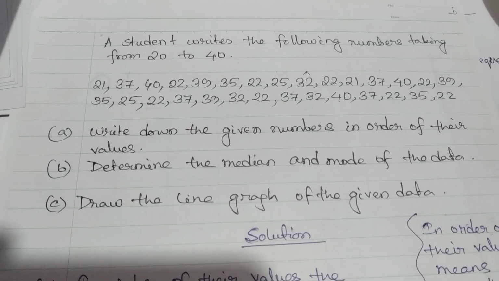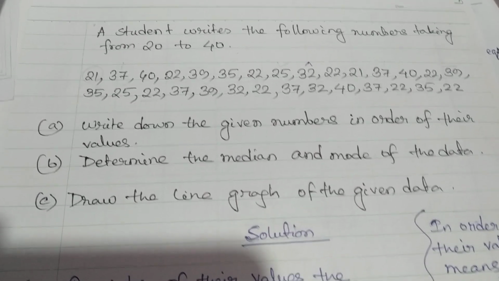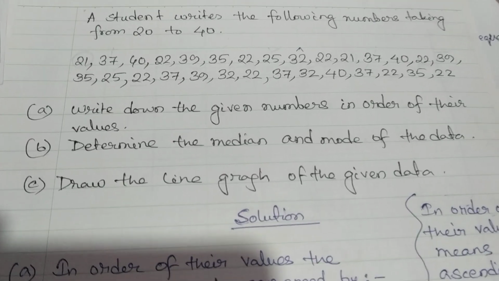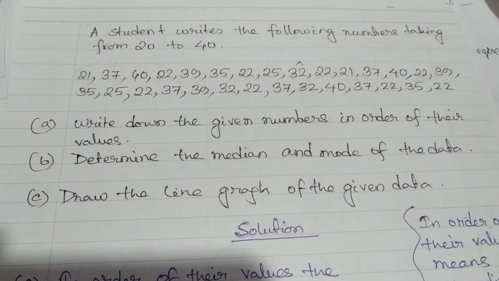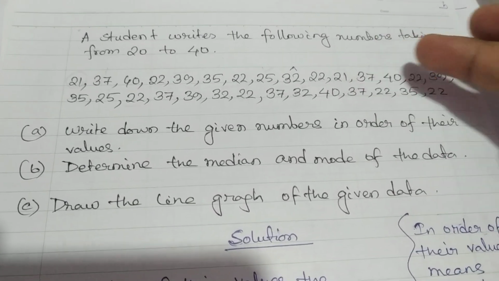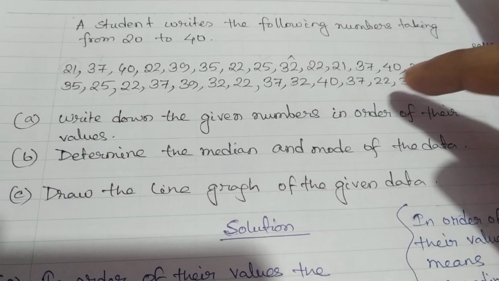So today we are going to discuss a problem on information and data, and as I told you in my last class, I will be showing how you can draw the line graph of a particular data. So first let's read out the question. A student writes the following numbers taking from 20 to 40. So these are the numbers that have been provided.